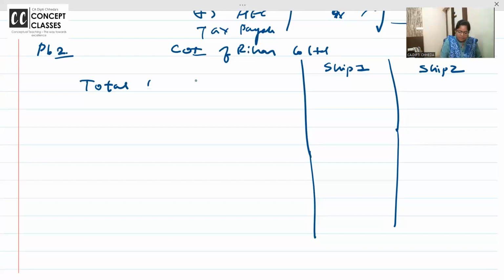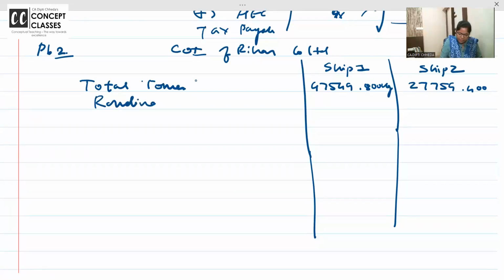Total tons 47,549 tons, 0.800 kg. 27,759.400. Now when we are doing rounding off, जब हम round off कर रहे हैं तो 47,549 है तो we'll take 47,500.